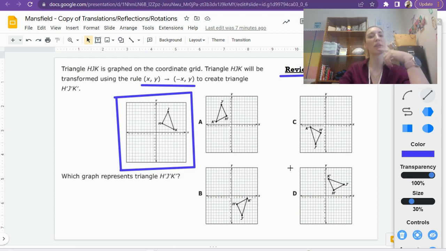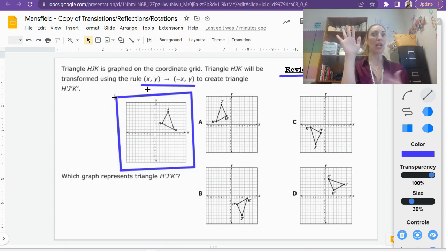All right. Well, let's think about it. Look at the rule that I gave you, (x, y) to (negative x, y). Do you see the y stayed the same? Do you see the y didn't change? Well, if the y didn't change, it's because the mirror is on the y. Remember that? Mirror on the x, x stays the same. Mirror on the y, y stays the same. That's what happened over here. The y stayed the same. So my mirror has to be on the y. My reflection is on the y-axis, which means the shape is going like this.